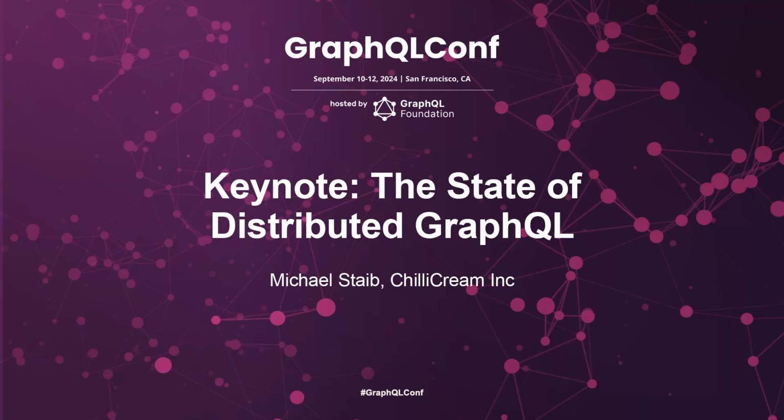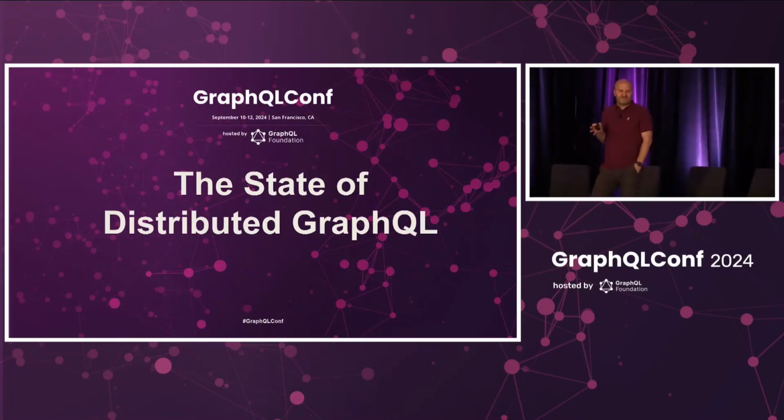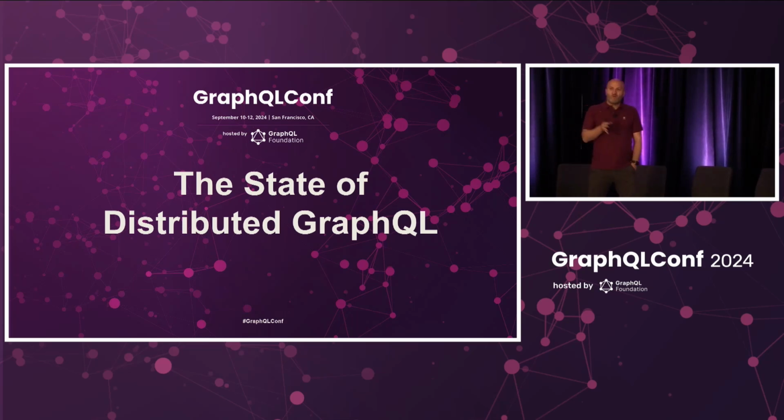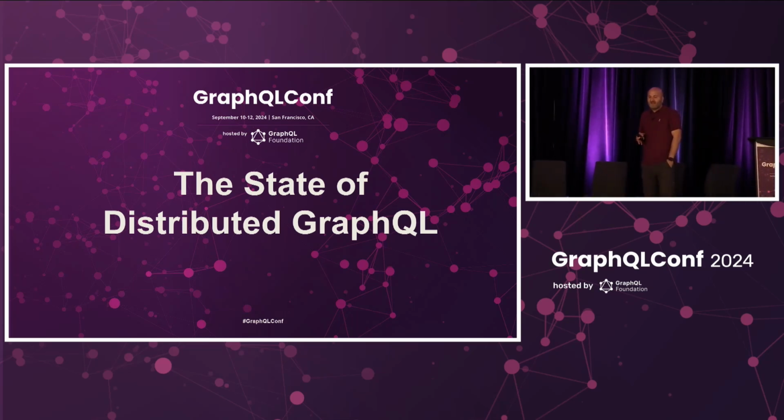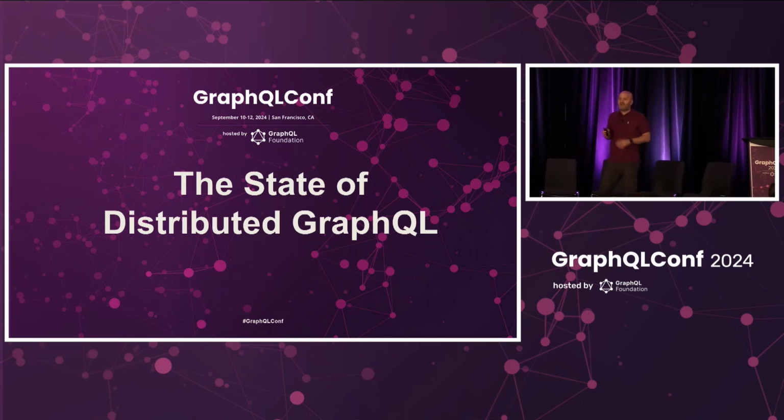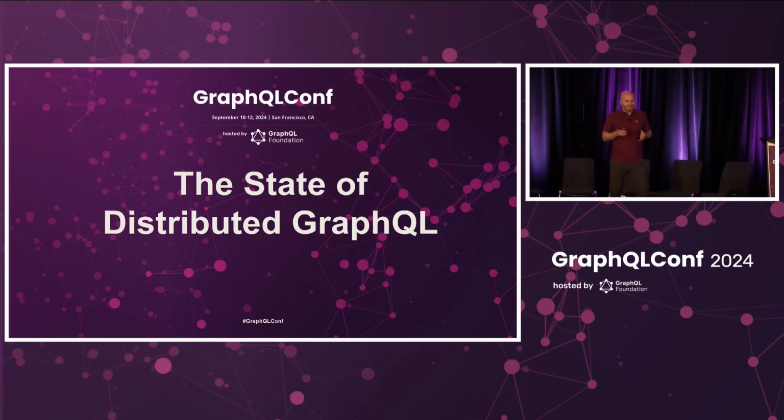I'm Michael Staib, and last year we started the work of creating a new open GraphQL federation specification under the GraphQL Foundation and free to adopt by anyone. We have the hope that this will allow for interoperability between vendors and also just open source projects. Today I will give you some updates of the progress we have made so far.